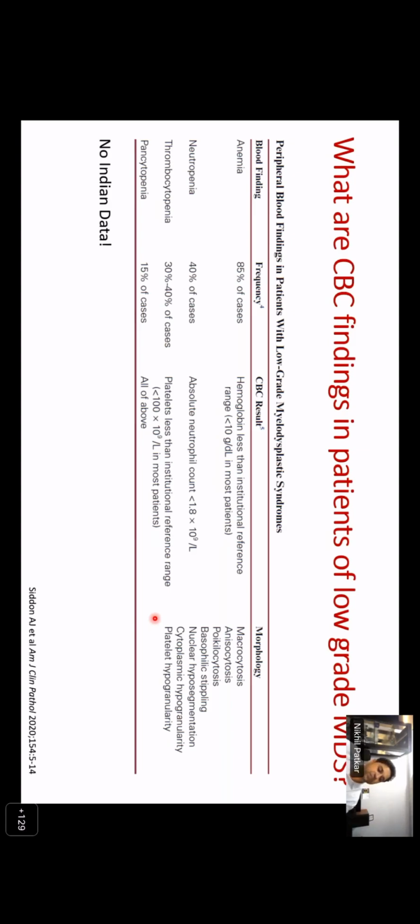So 85% of patients with low-grade MDS present with anemia. If you see their blood cells, they are macrocytic, show anisopoikilocytosis, and sometimes show basophilic stippling. 40% of cases show neutropenia, and we will see what some of these abnormalities look like, such as nuclear hypersegmentation and hypogranularity. And 40% of patients also show thrombocytopenia. Although this article describes it, I really haven't appreciated platelet hypogranularity so far. And in about 15% of the cases, all of these features may predominate.